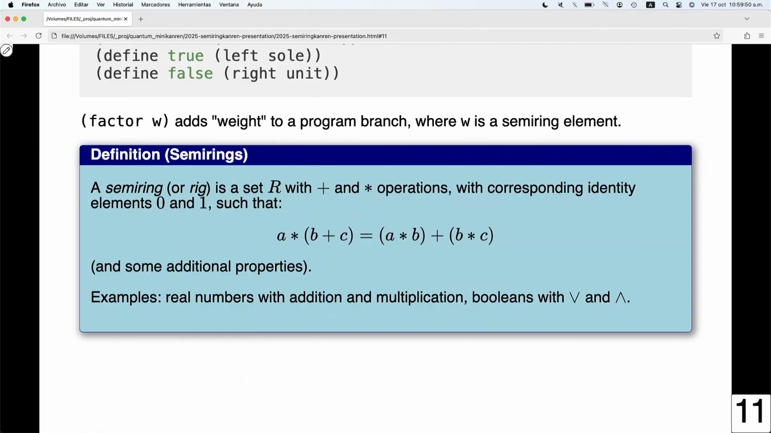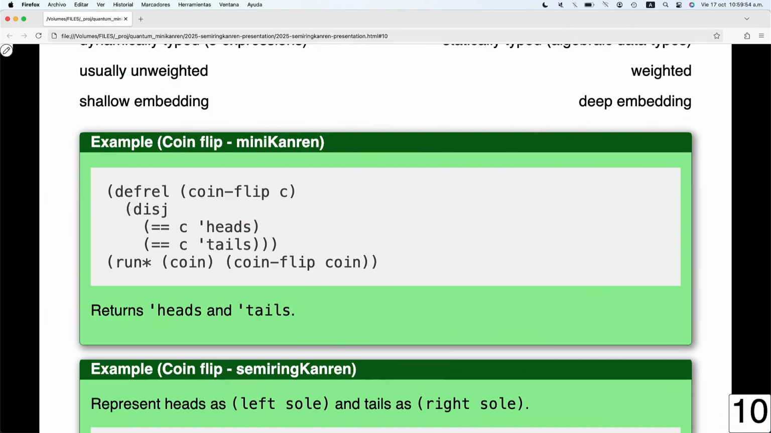All right. Do you want me to go back? Yeah, what's C? C is the coin argument variable, yeah.